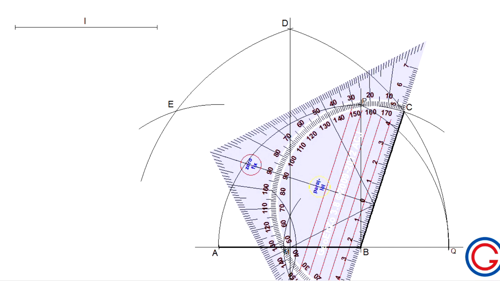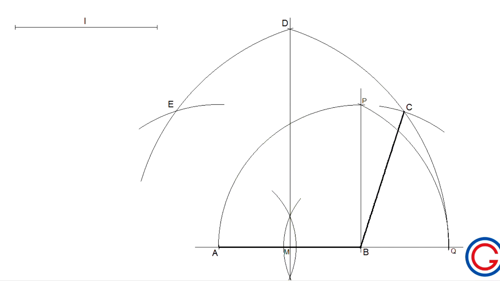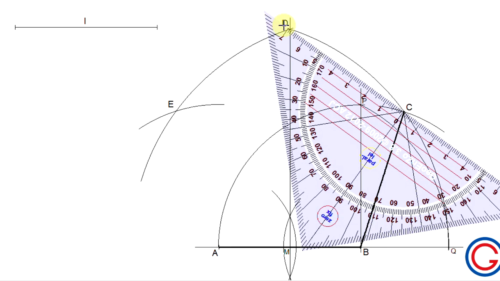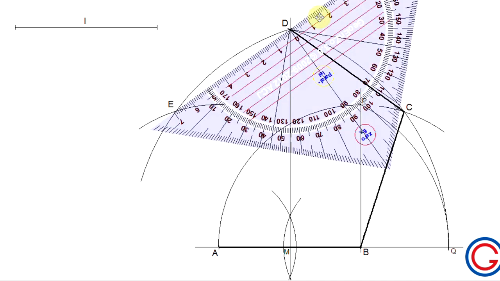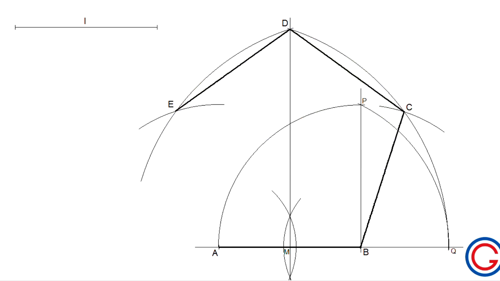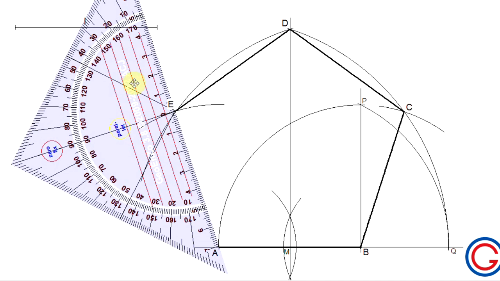The next step is to join these vertices using our set square to complete the pentagon. So C to D, vertices D to E, and finally we complete our pentagon from E back to A. So now we know how to draw a regular pentagon knowing the length of one side.